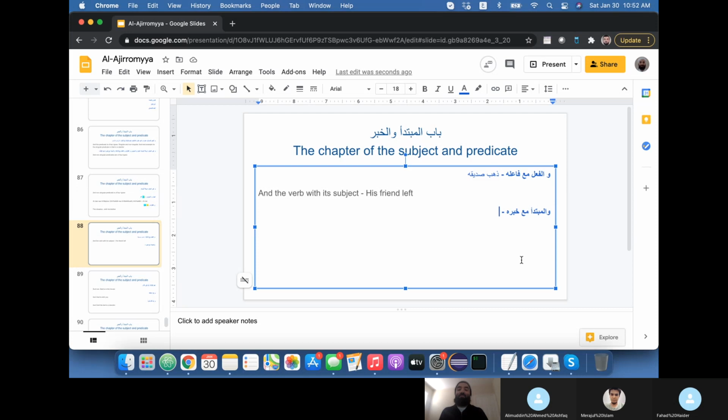So for example, you say, let's use صديق again: صديقه قائم. His friend is standing. His friend is standing, right? Okay, this is the fourth type, the subject and its predicate. You would say زيد صديقه قائم.